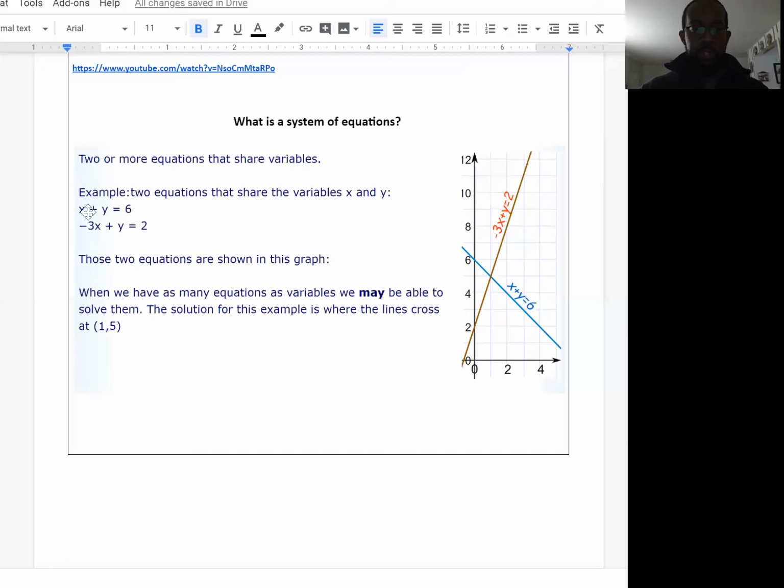So the first equation here is this blue line. The second equation here is this brown line, all right? Now, if you look at the graph, you'll notice that they intersect at this point, which is 1, 5. That point is very special, okay? And the reason it's special is because it is the solution. It is the solution. All right, so the solution of this system is at the point 1, 5.